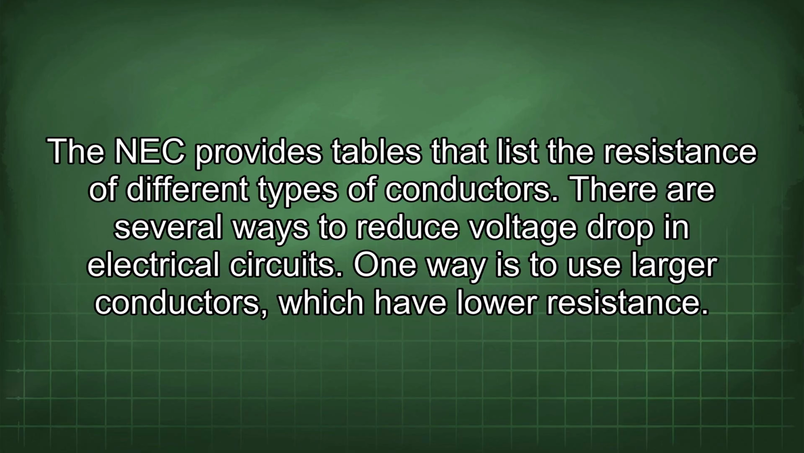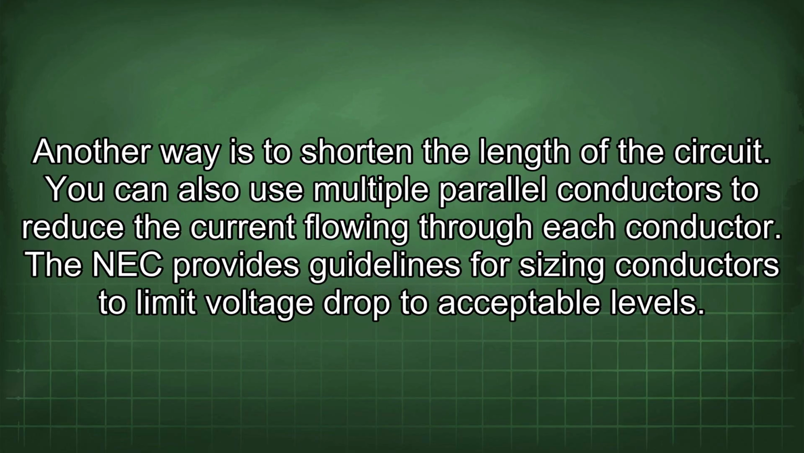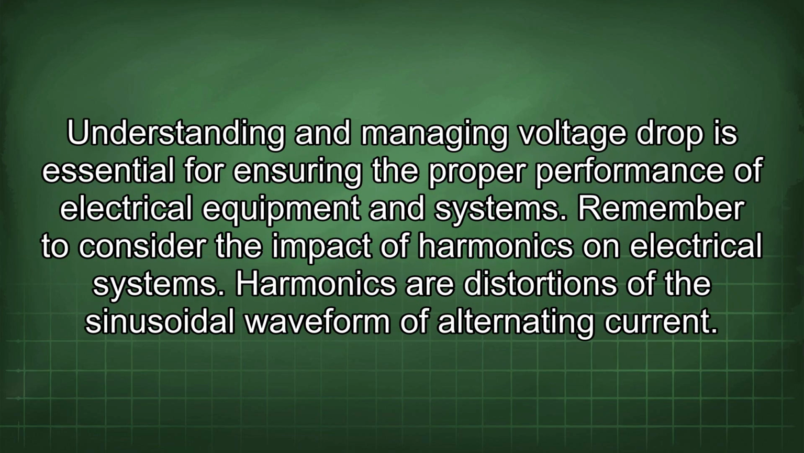One way is to use larger conductors, which have lower resistance. Another way is to shorten the length of the circuit. You can also use multiple parallel conductors to reduce the current flowing through each conductor. The NEC provides guidelines for sizing conductors to limit voltage drop to acceptable levels. Understanding and managing voltage drop is essential for ensuring the proper performance of electrical equipment and systems.